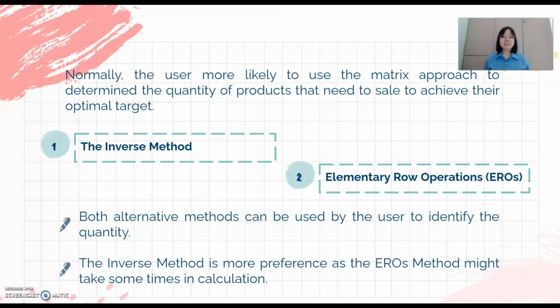So there are two methods that can be used to identify the quantity, which are the inverse method and the elementary row operation. Simply, we call it ERO. Both alternative methods can be used by the user to identify the quantity, but the inverse method is more preferred, as the ERO method might take some time in calculation and the time is longer than the inverse method.